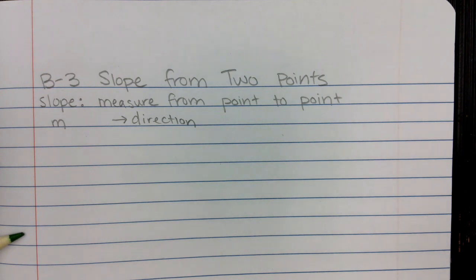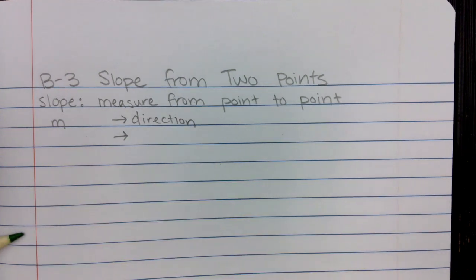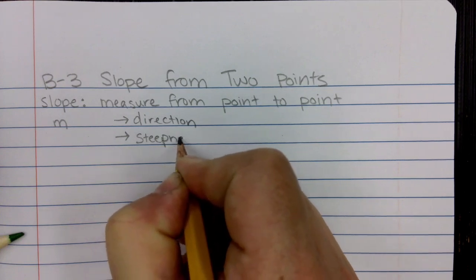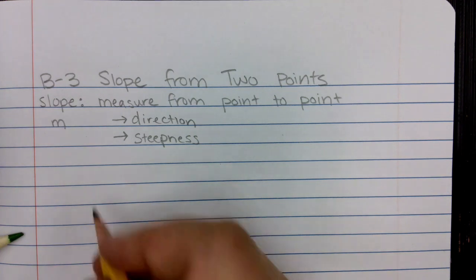Okay, and then what's the other thing that it will tell us? Steepness. So how fast does it drop? How fast is it going up? That's steepness. That's what we did yesterday.